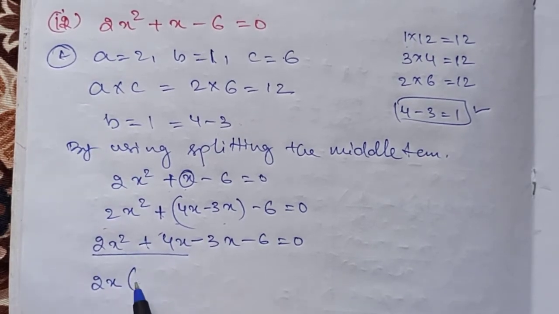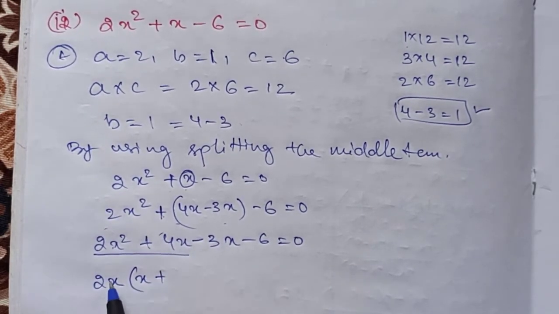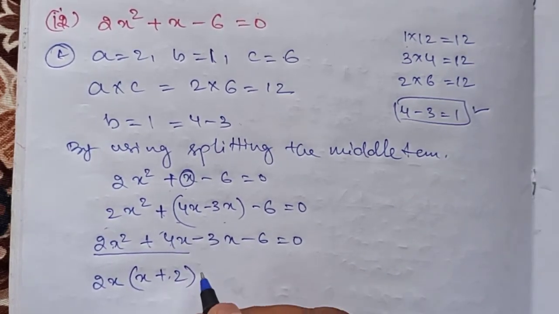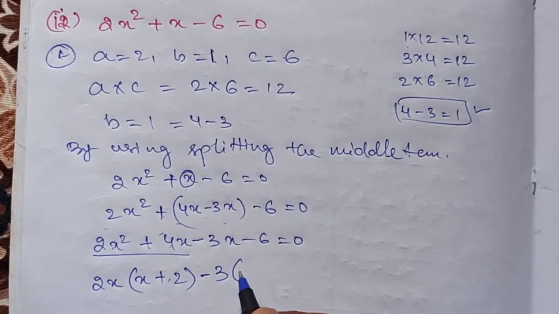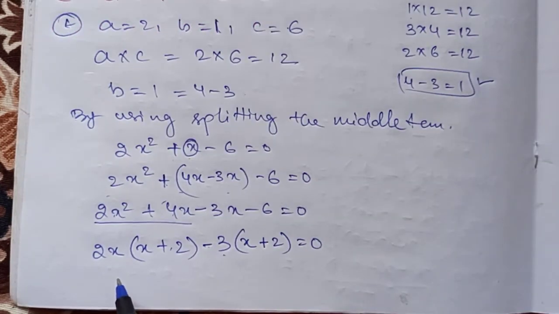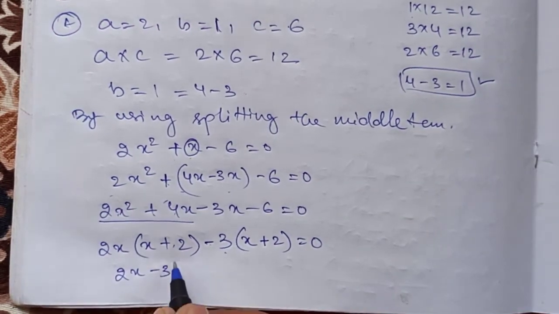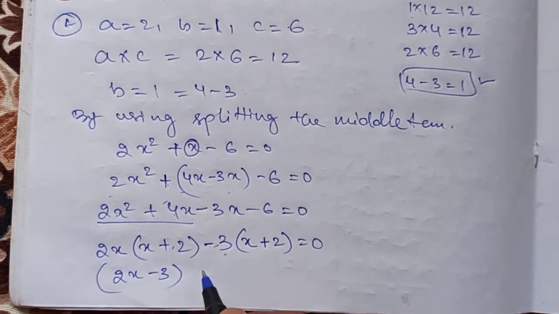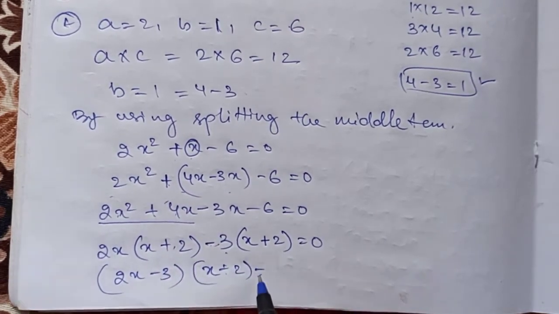So 2x into x is 2x square, 2x into 2 is 4x. Between these two, take out minus 3 common. So we will get minus 3 into x is minus 3x, minus 3 into 2 is minus 6. So the values which we got, 2x minus 3, these two write together, and x plus 2 equals to 0.